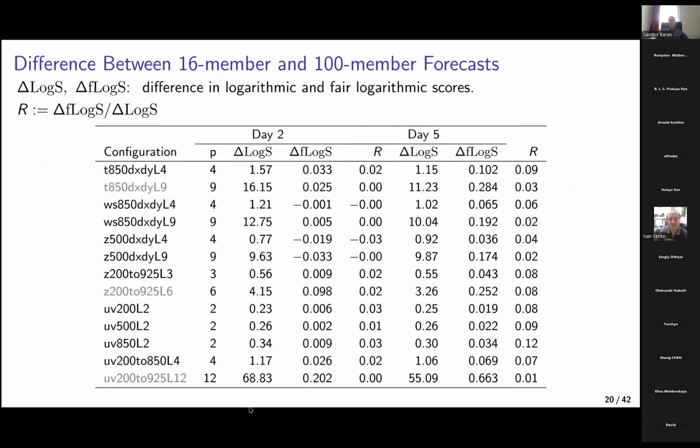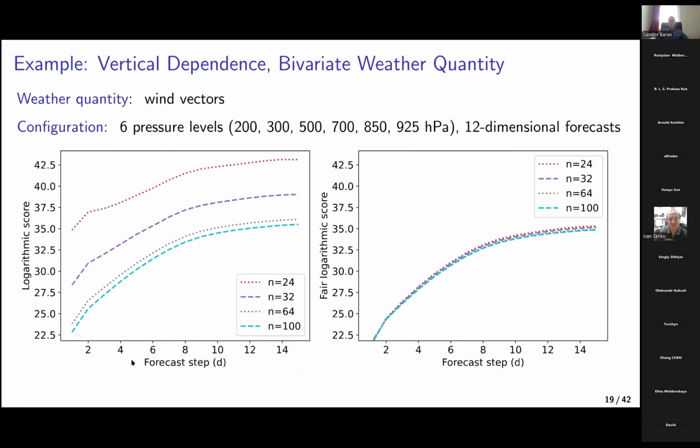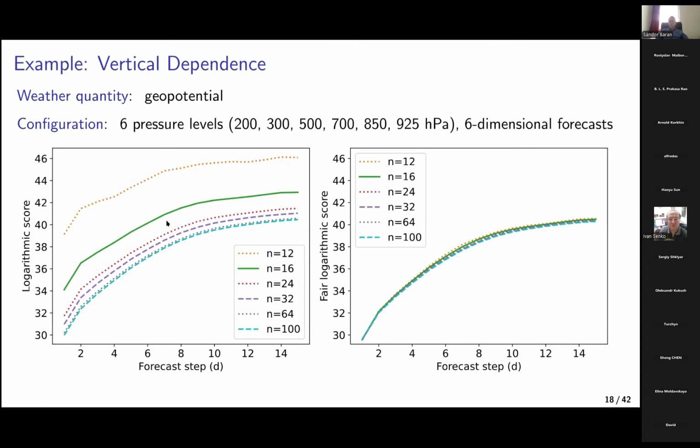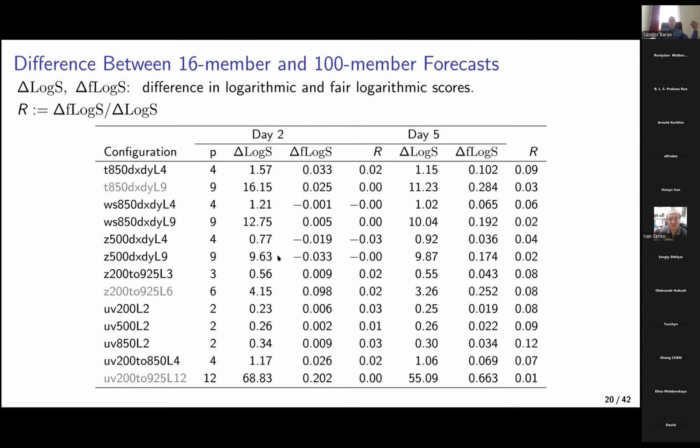Now in this table, I summarized our results for different configurations. Delta log S is the difference between the 16-member and the 100-member forecast, and delta F log S is the same for the fair logarithmic score, at day 2 and day 5. So in the previous one, I had the 16-member ensemble and the 100-member ensemble, and this was the difference here. The light gray ones are the case studies I showed you; we also investigated 2x2 stencils, just 4 points, 1,000 kilometers apart, for temperature.